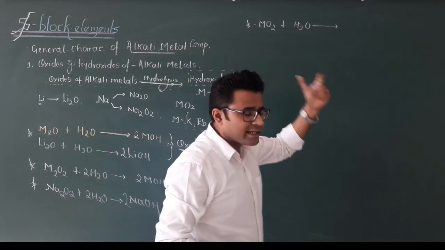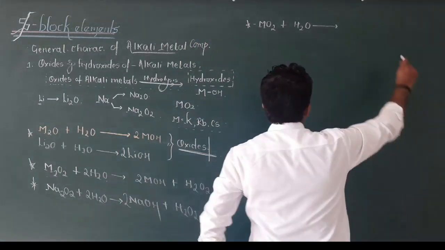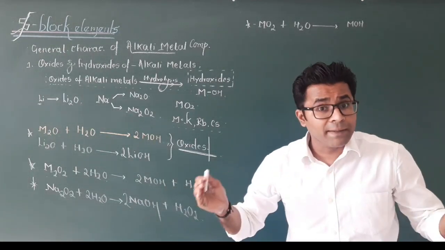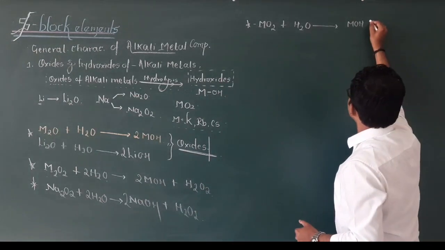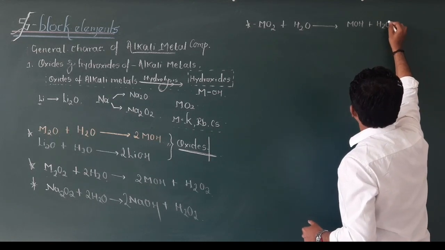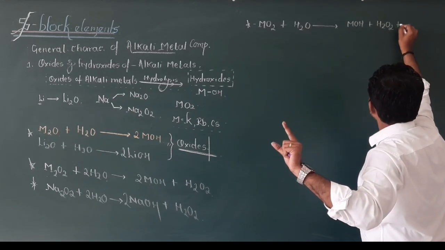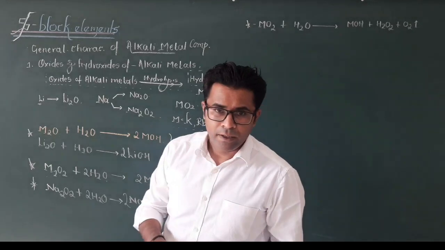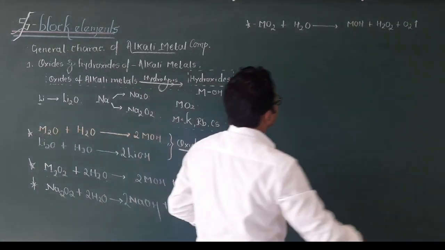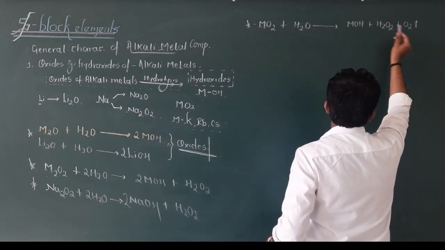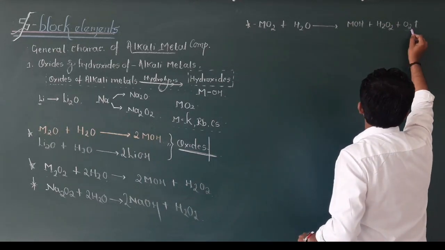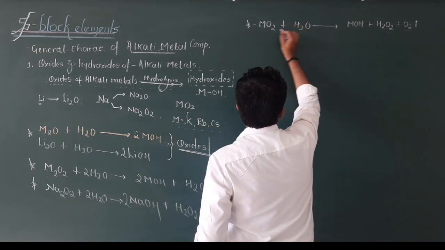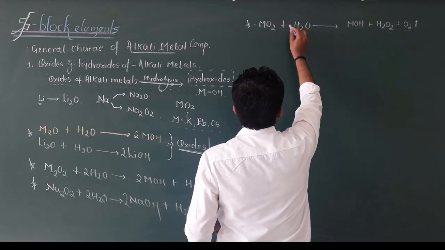When we take superoxides and react them with water, of course we get metal hydroxides. Along with metal hydroxides, we get 2 byproducts: the first is hydrogen peroxide, and along with hydrogen peroxide there is the liberation of oxygen molecule. Now, in order to balance it, let's check the number of oxygens first. 2, 2, 4, 5. So 5 on one side, and 2 plus 1 on the other.